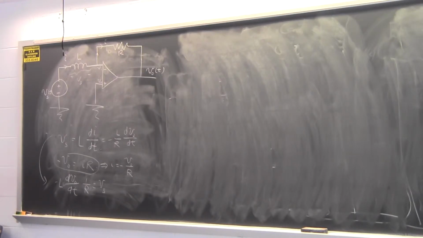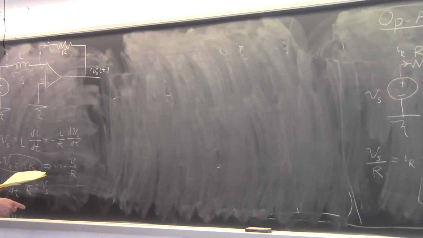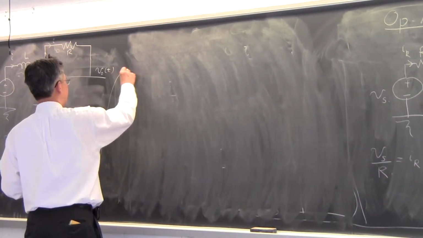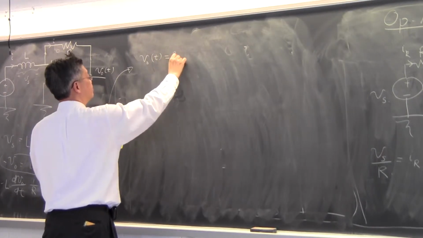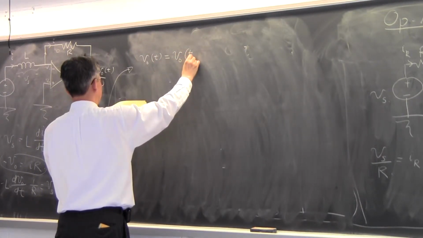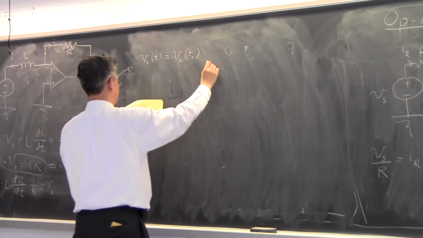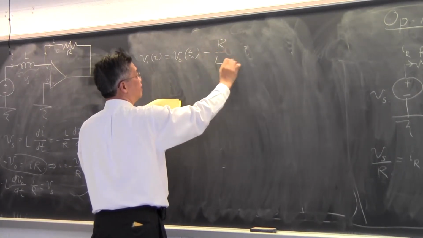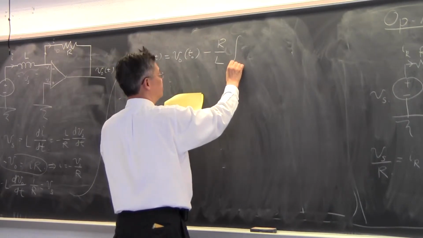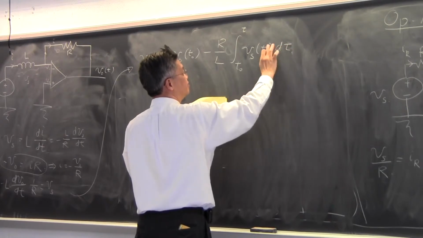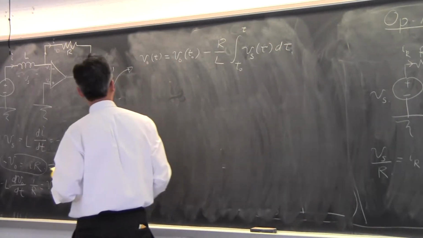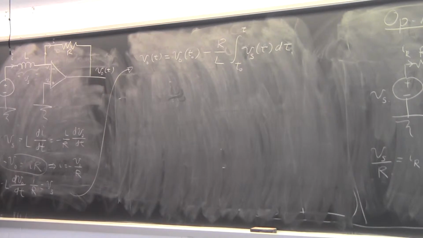So I integrate this equation. If I integrate this equation, I get V naught of t must be equal to V naught of t0 minus R over L times the integral from t0 to t of Vs of tau d tau, and that gives me the integration relationship between the output voltage and the input source voltage, Vs of t.